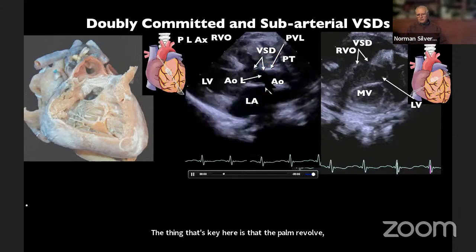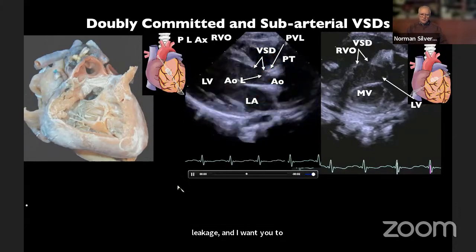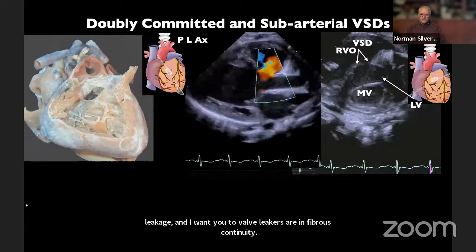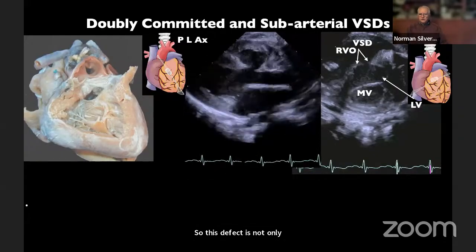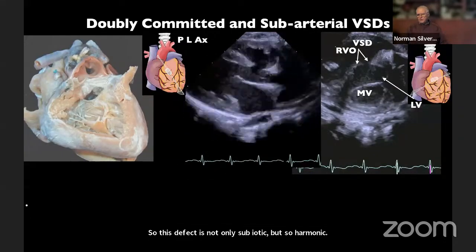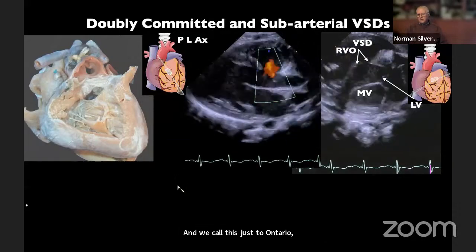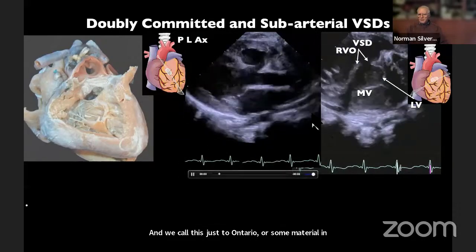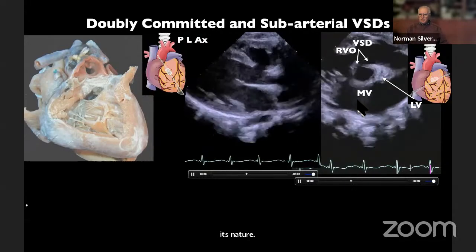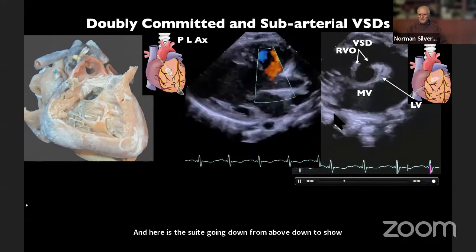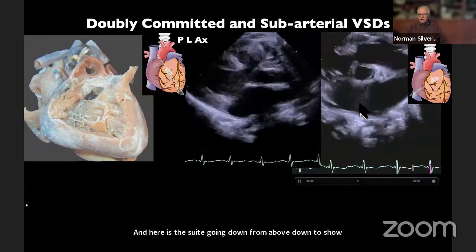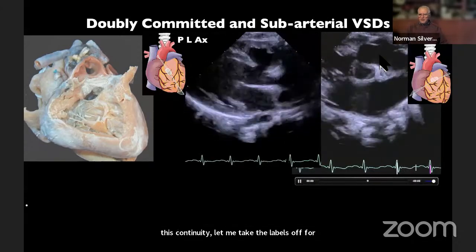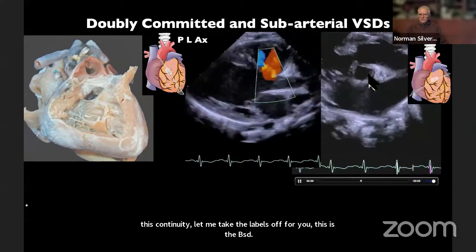are in fibrous continuity. So this defect is not only subaortic, but subpulmonic, and we call this juxta-arterial or subarterial in its nature. And here is a sweep going down from above down to show this continuity. Let me take the labels off for you. There's the VSD, here's the pulmonary valve, and here's the left ventricular outflow tract.